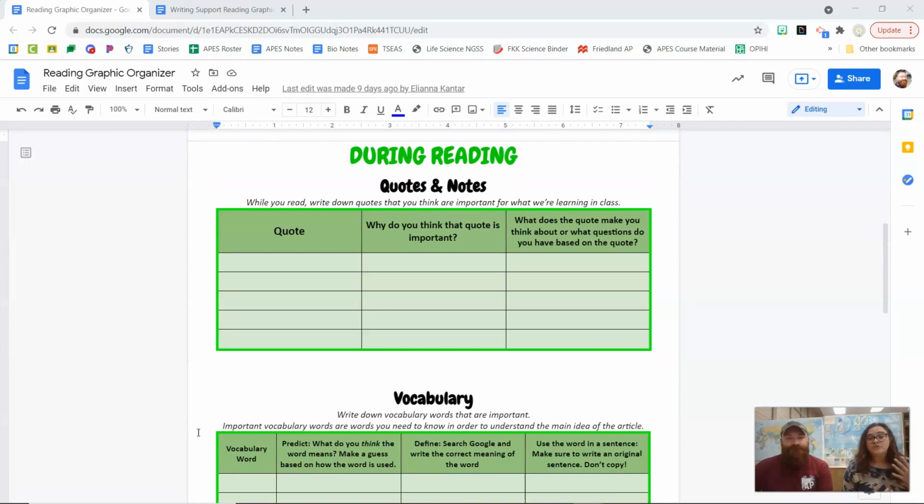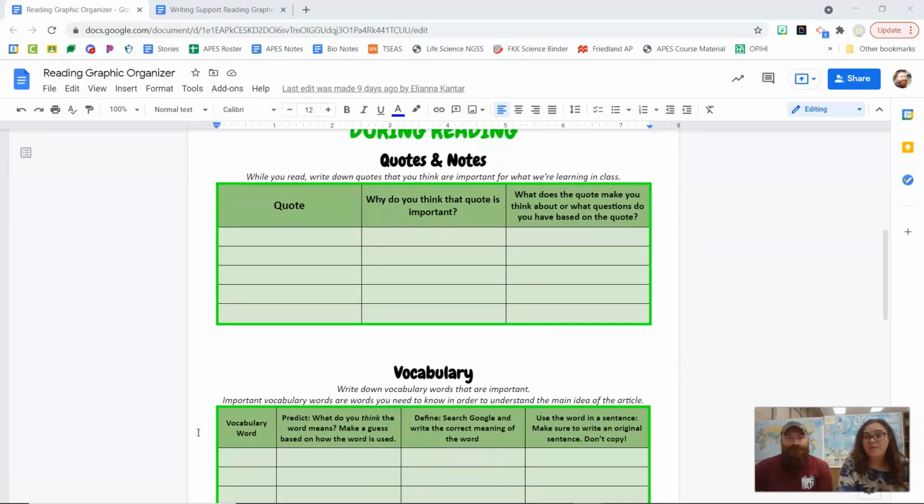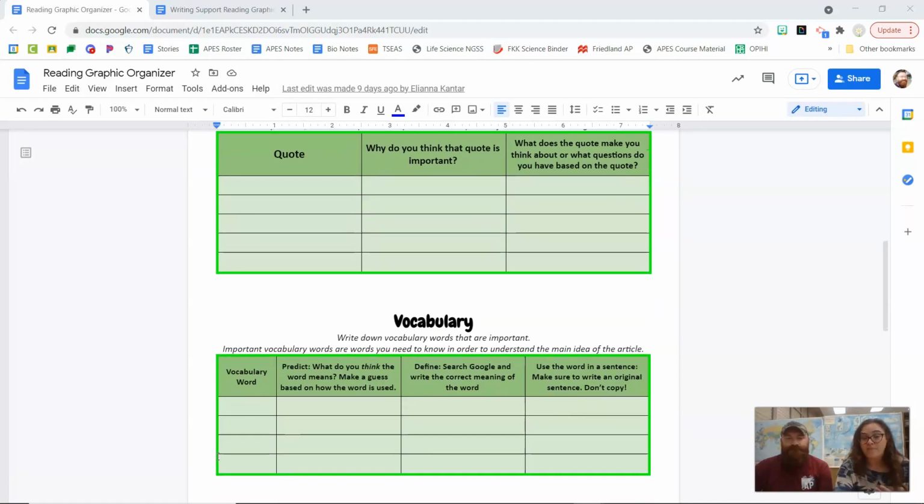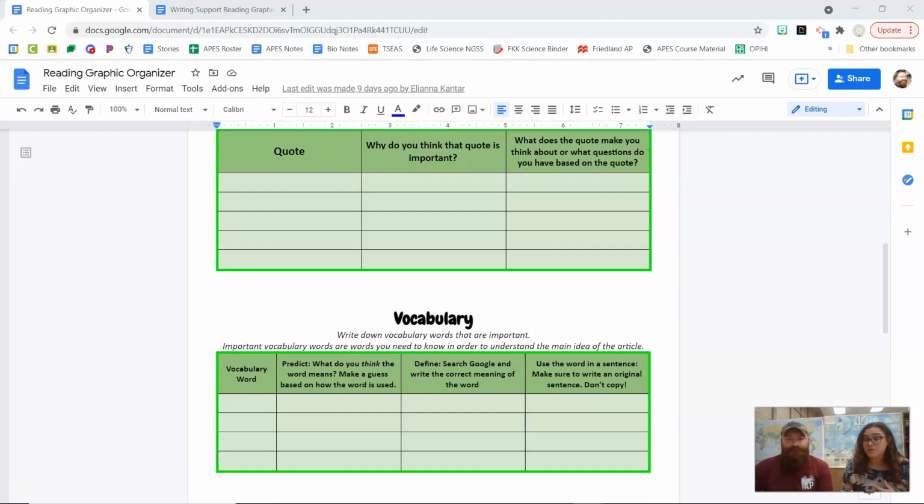Next, we want students to start to pull quotes and vocabulary that they find important. The number of quotes and the number of vocabulary words can easily be added to in the table or taken away. Maybe you want students looking for specific words, and you can include those words here before you give them the graphic organizer. This is a Google Doc, so please feel free to change it however you see fit.